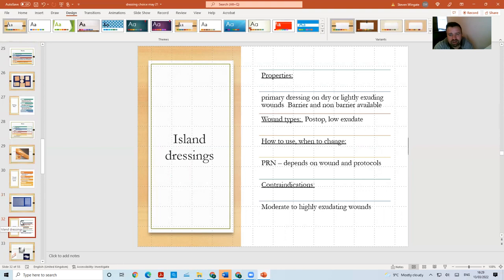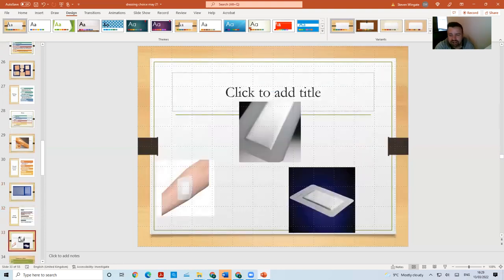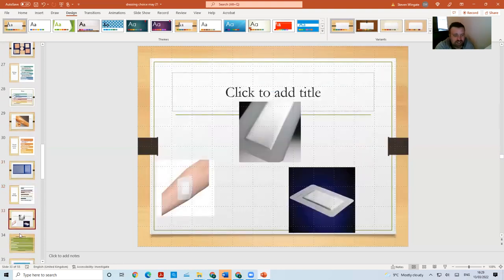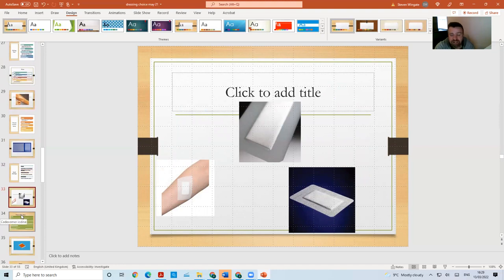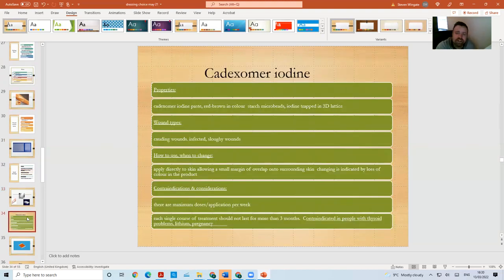Island dressings are great for skin tears and things like that. Primary dressing for light wounds, wound type, low exudate, and again, they look like that, and they're dead easy to apply. So again, same principle, the padding in the middle is used for absorption and all of that stuff.